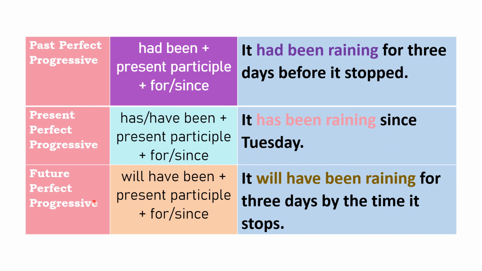For the future perfect progressive, we are going to use will have been plus the present participle plus for or since. It will have been raining for 3 days by the time it stops. It will have been plus the present participle raining for 3 days by the time it stops.